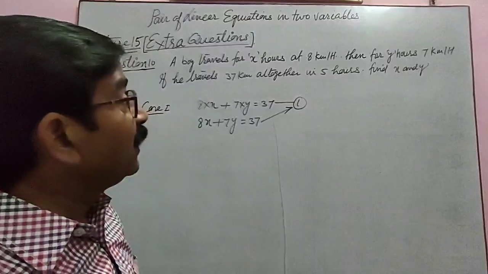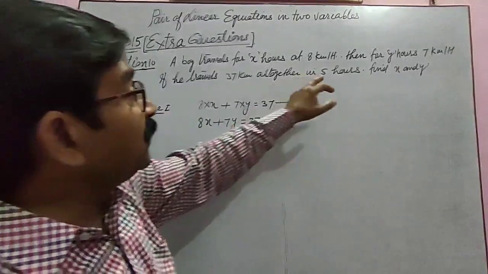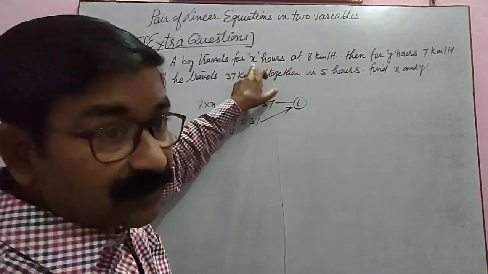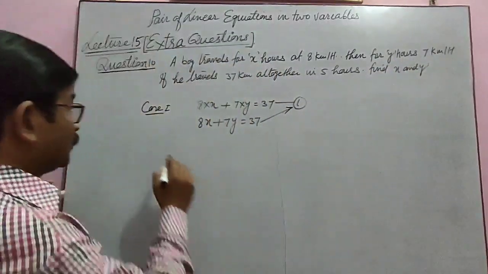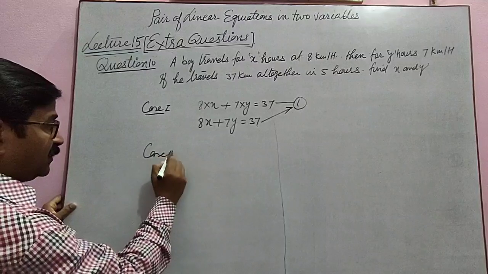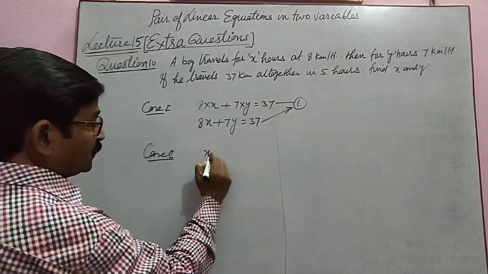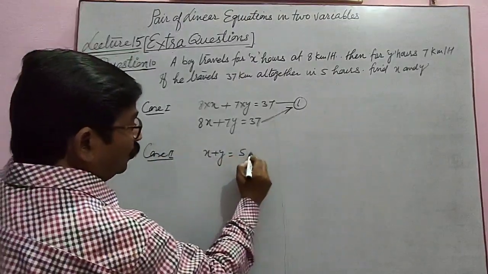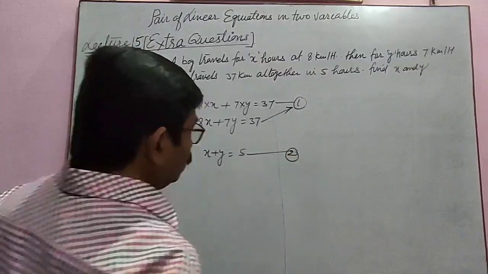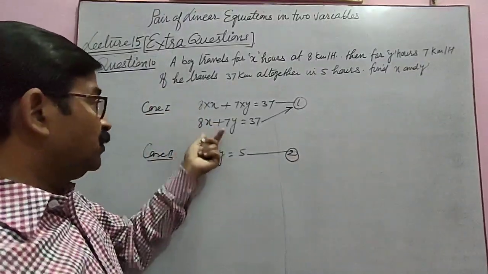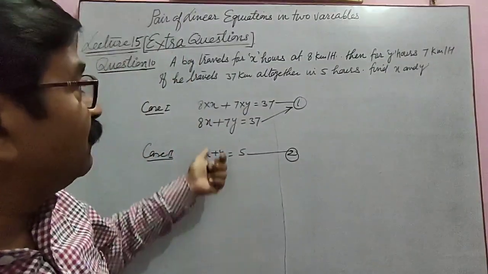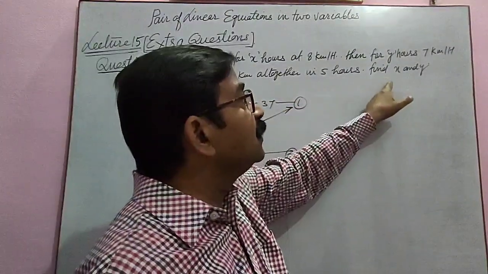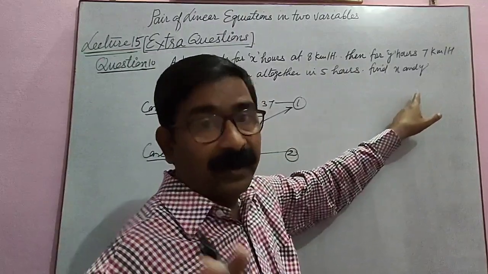Equation number 1. And the total time is 5 hours. x hours is time, y hours is time, total time is 5 hours. So in the second case we have x plus y is equal to 5. Equation number 2. Again you will solve these two equations for x and y. Whatever answer comes for x and y, that will be your answer, because simply x and y is required.